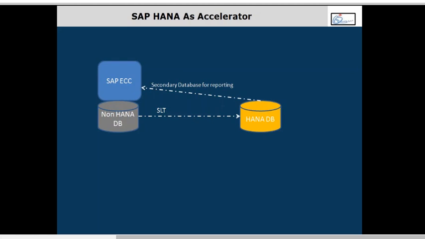And we can also use HANA for accelerating things. You install it as a separate database, and we use it only for speeding up certain business functionalities of the system. So that's it. We've discussed all this.